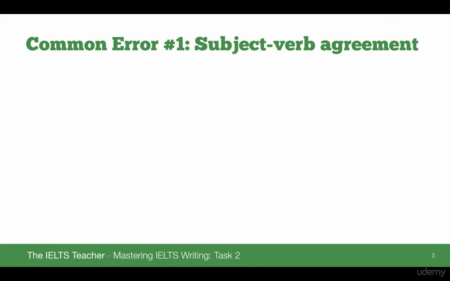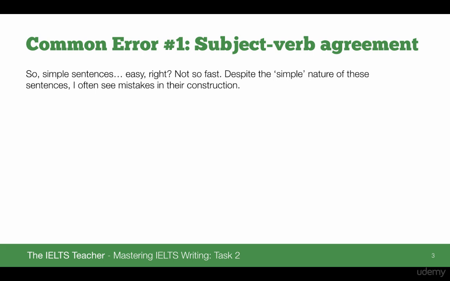So let's focus on the common errors that are made in these types of sentences and in more complicated sentence types. Because although simple sentences may seem easy, I often see mistakes in their construction. The first of these types of mistakes we're going to focus on are subject-verb agreements.